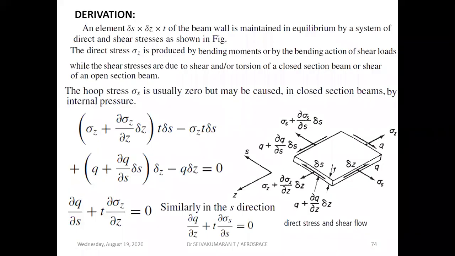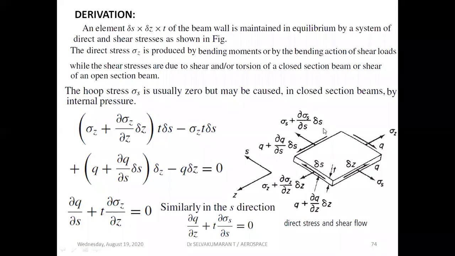Now let us resolve the forces along the z direction. The z direction is the positive z direction shown in the figure, along with the positive s direction. Sigma z is the direct stress. You can see that on the right-hand side we have sigma z, and on the left-hand side we have sigma z plus dou sigma z by dou z into delta z. Similarly, in the s direction, we have sigma s and sigma s plus dou sigma s by dou s into delta s.